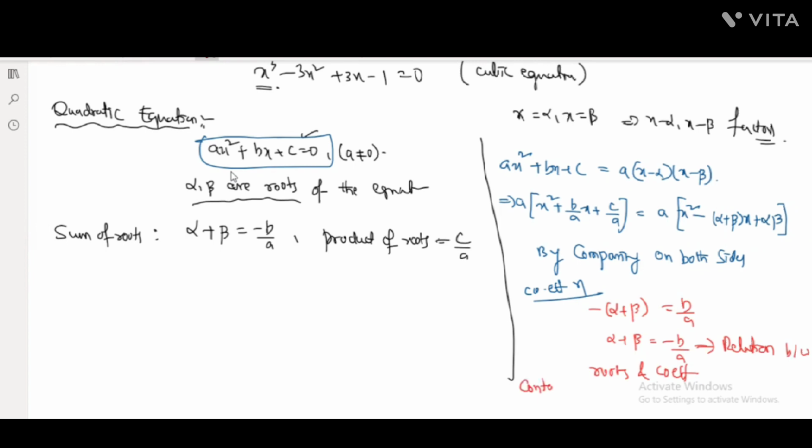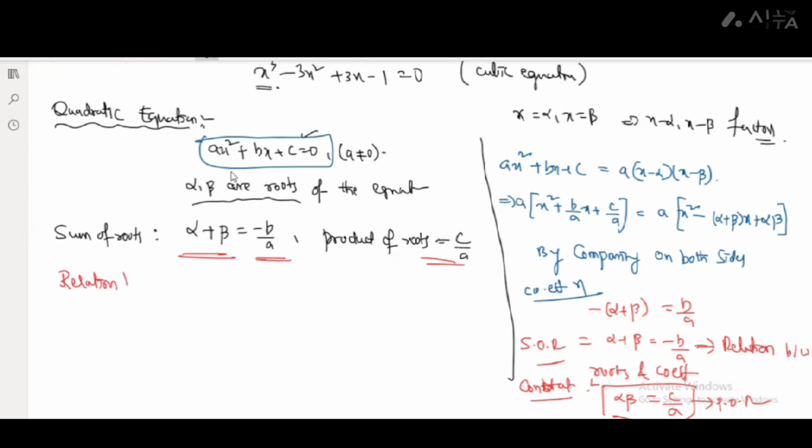Now let's compare the constant. Right hand side you have alpha beta, left hand side you have c by a. So this is the product of roots, and this is the sum of roots. This is the way we get the relation between roots and coefficients of a quadratic equation.